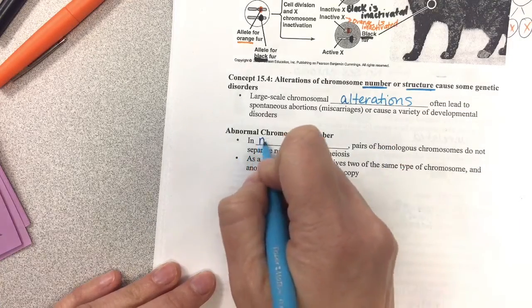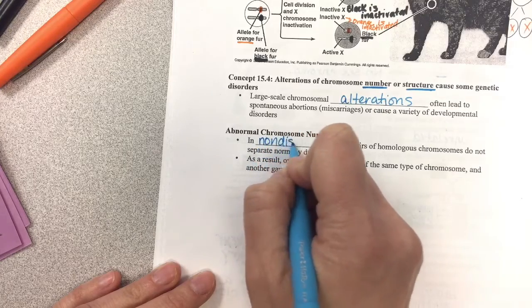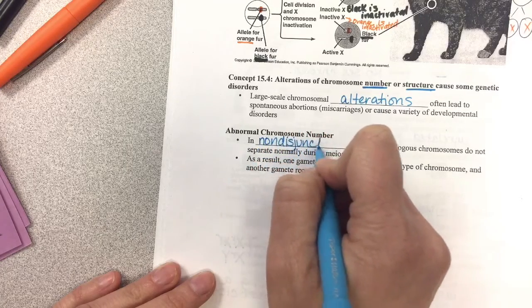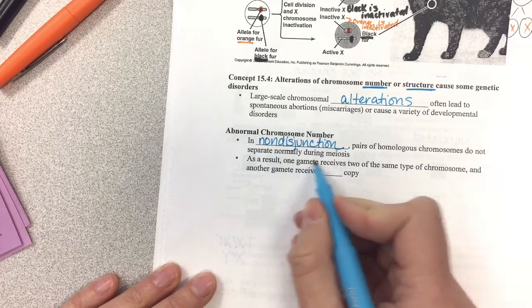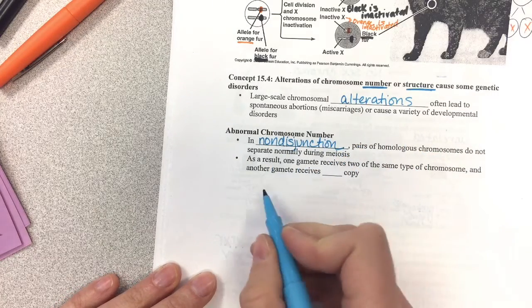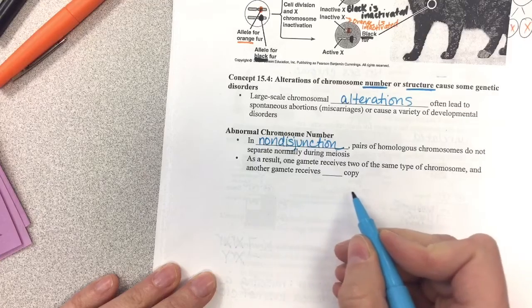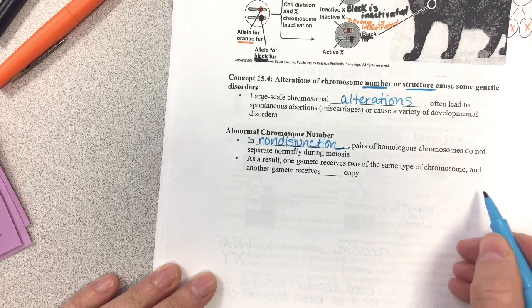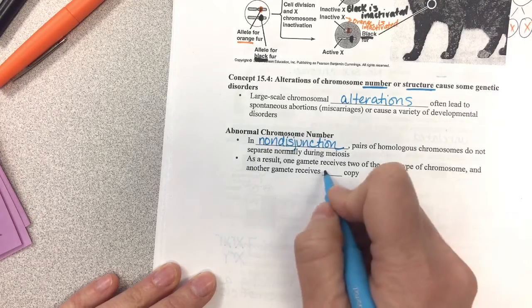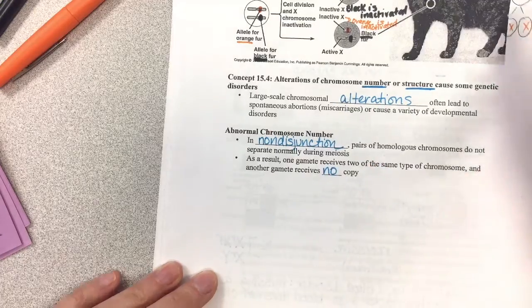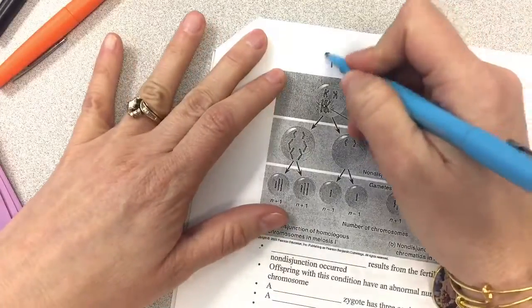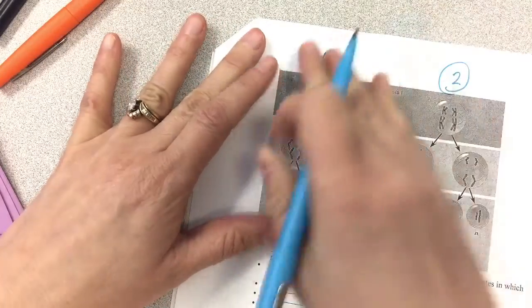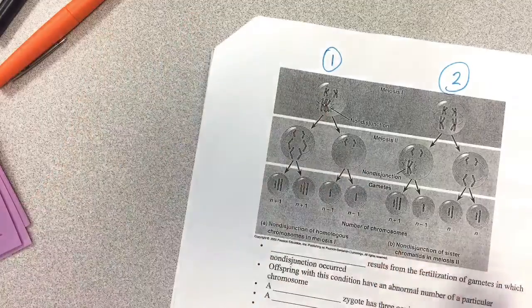In non-disjunction, pairs of homologous chromosomes do not separate normally during meiosis. As a result, one gamete receives two of the same type of chromosome and another gamete receives no copy. So this is a mistake. So let's look at how that can happen. The mistake can occur in one of two different ways. So this is way number one, and this is way number two.